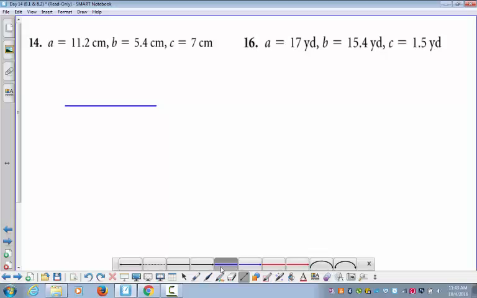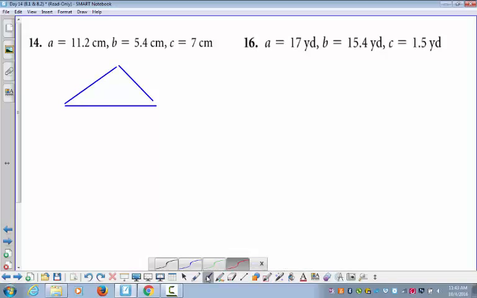All right, so I'm just guessing as to what it looks like, just for help. We'll call that angle A up there. Call this B, 5.4. Call this B, 7. Call that C.